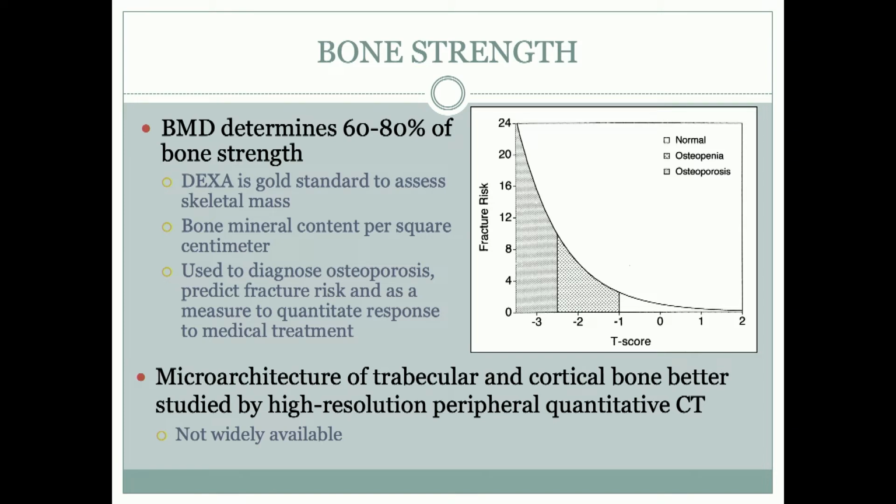Bone mineral density, or BMD, which is measured by DEXA scan, determines approximately 60 to 80% of bone strength. And the DEXA scan is the gold standard to assess this. It's reported as a bone mineral content per square centimeter. It's used to diagnose osteoporosis, predict fracture risk, and to measure and quantitate your response to treatment. As Alex stated earlier, high-resolution peripheral quantitative CT may help us to better understand the microarchitecture of trabecular and cortical bone, but it's not always widely available.